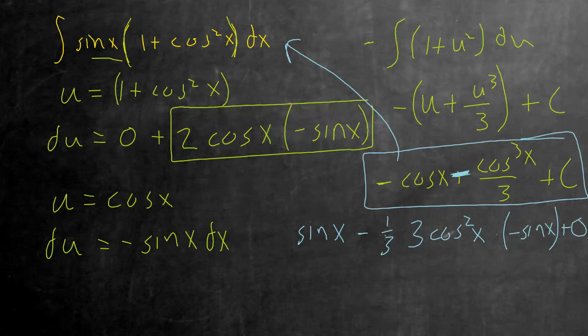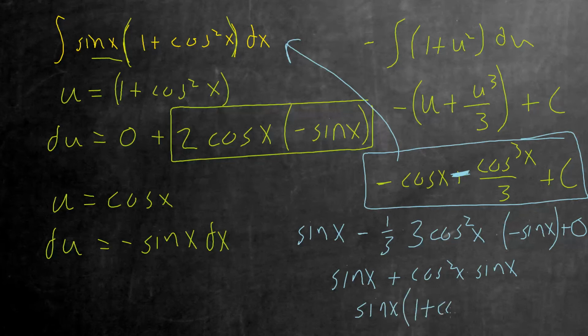So we're very close. Negative 1/3 times 3 times negative 1 becomes really just a plus 1. So your plus cosine squared x times sine x. How can I make this look exactly like what we started with? If I factor out that sine x, I'm left with 1 plus cosine squared x. So therefore I can be sure that I got the right antiderivative.